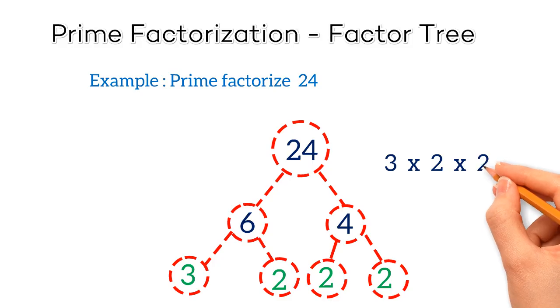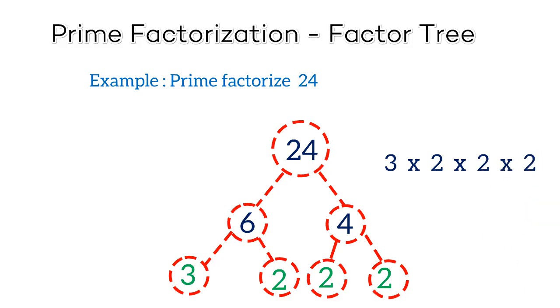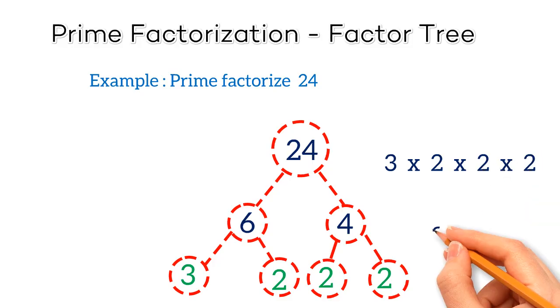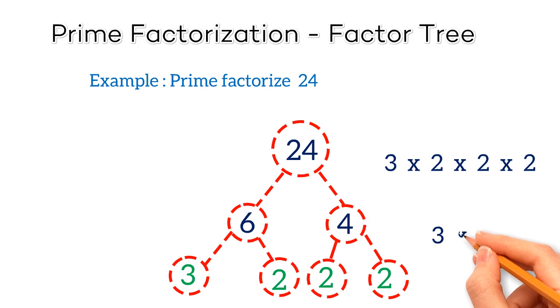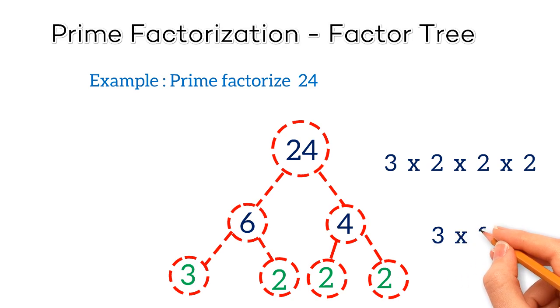Now write all the primes at the end of the branches. We can also write it using exponents. 3 times 2 cubed.